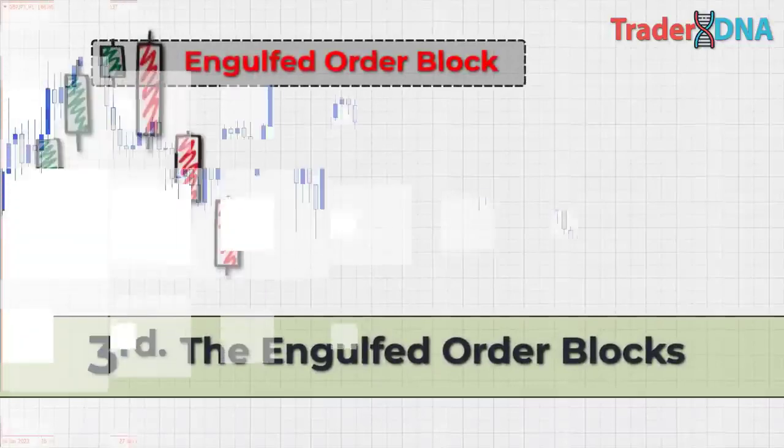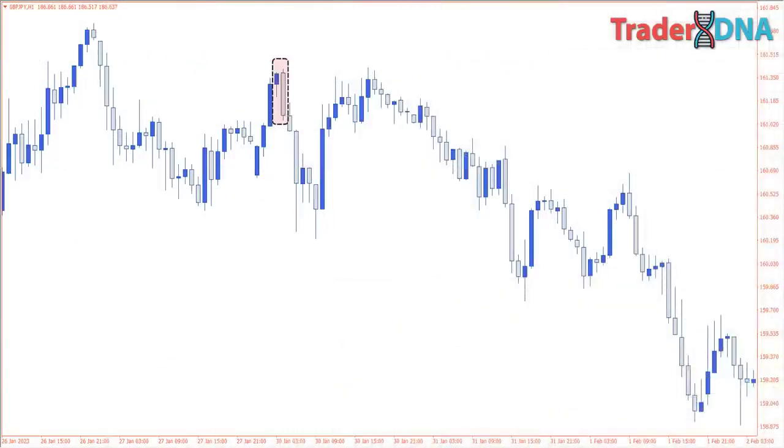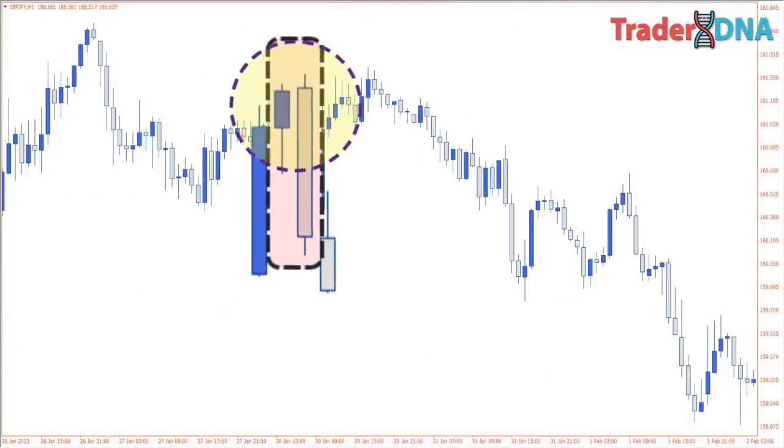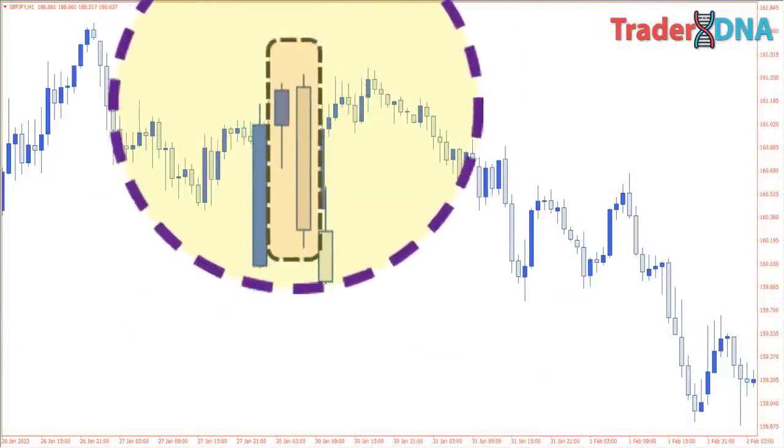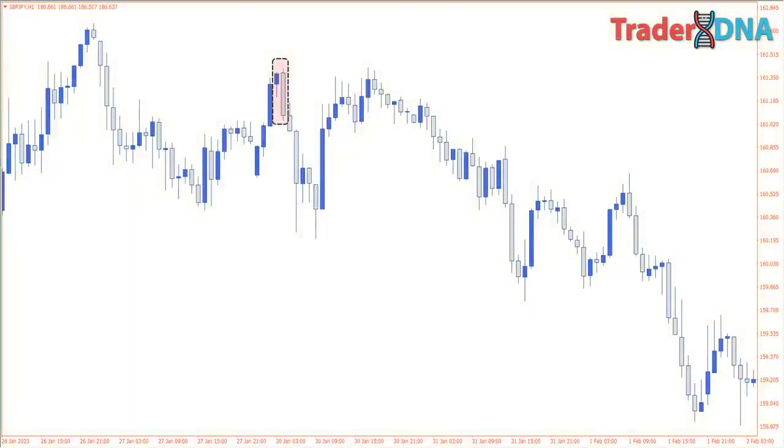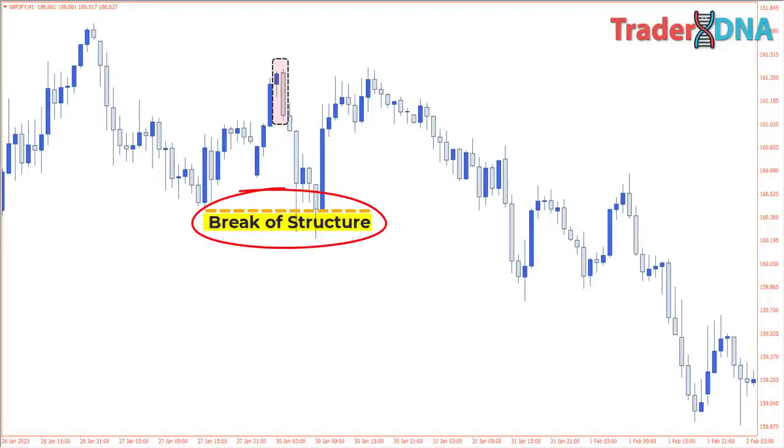In a bearish situation, a bearish engulfed order block happens when an entire bullish candle is completely covered or engulfed by the next candle. This shows strong selling pressure taking over the previous buying momentum, followed by a sudden and significant downward movement. In this example, we notice a shift in the market dynamics as the price breaks below the structure, indicating a change in the previous uptrend's character.